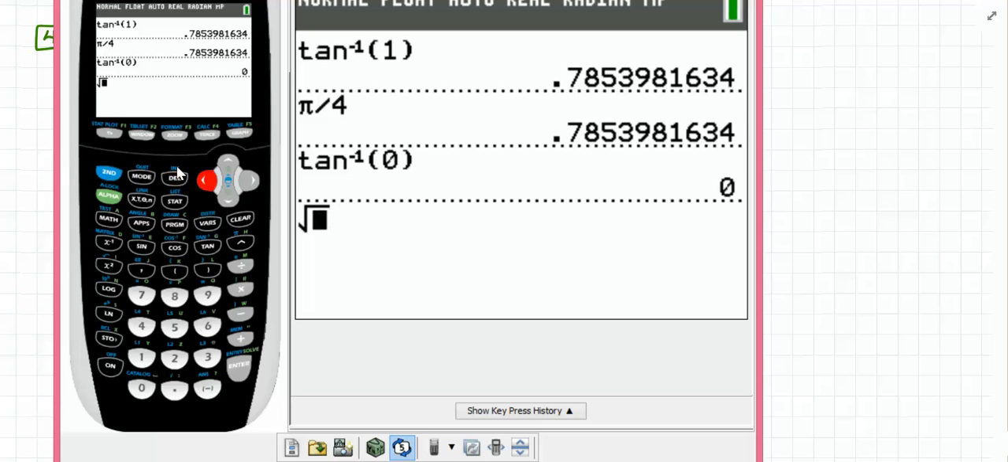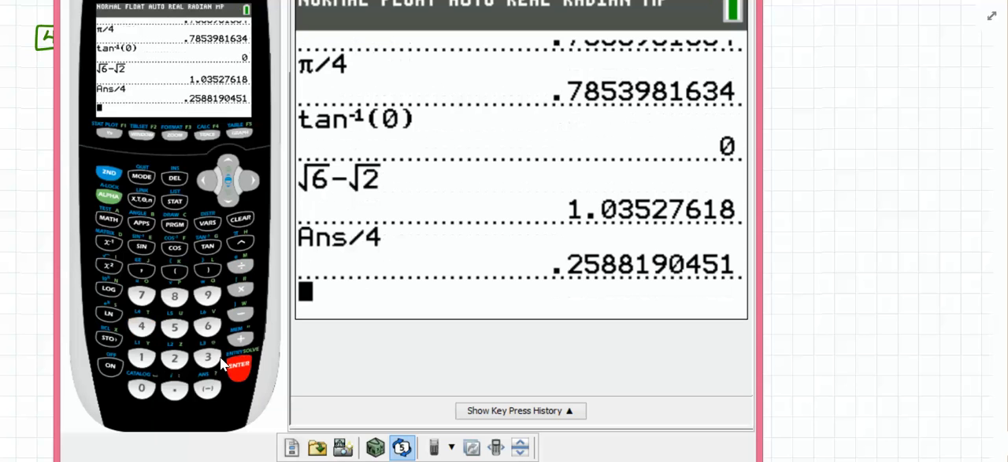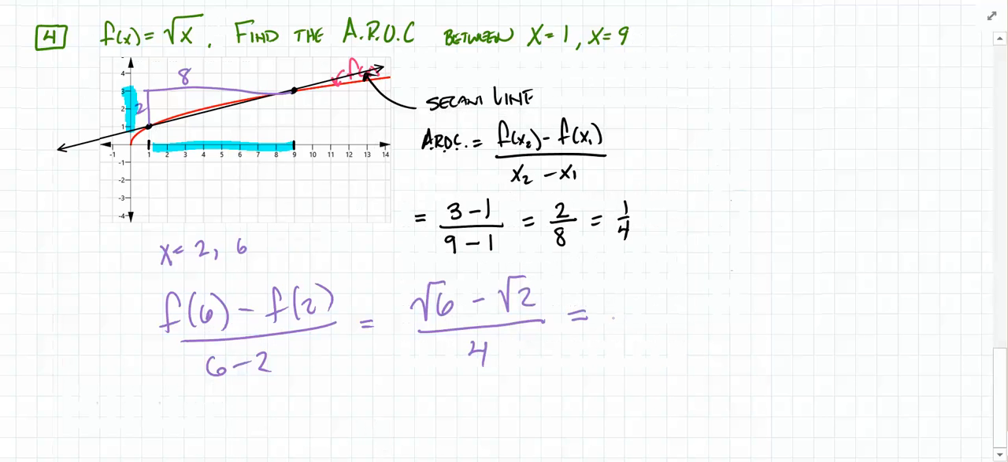Minus, what was it? Square root of 2. Okay. Boom. Hit answer. So I'm getting that and then divided by what? Divided by 4. So I'm getting 0.2588. Does that match what you guys have? Okay, so that's 0.2588. And what's 1 divided by 4? 0.25. Okay, so 0.250. If we did that, is that okay?